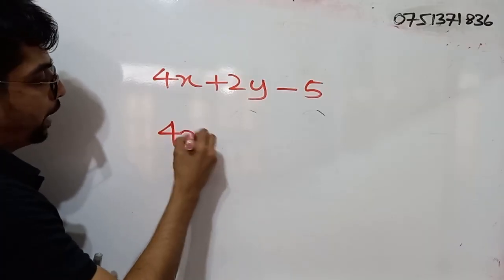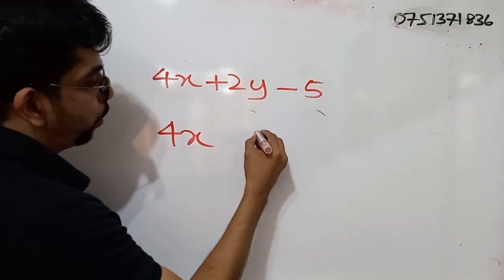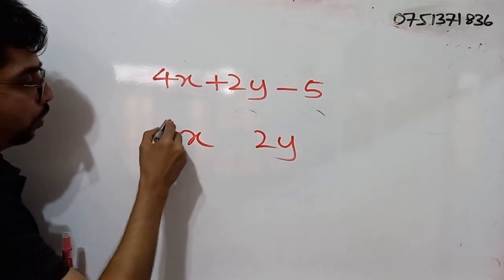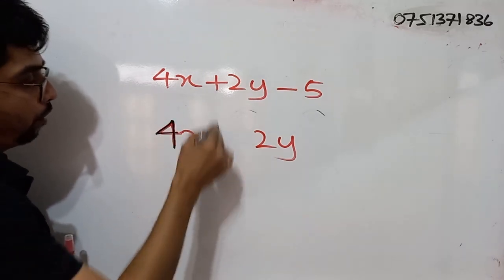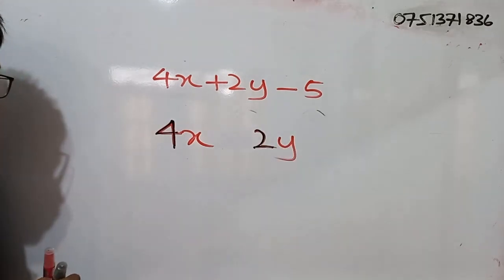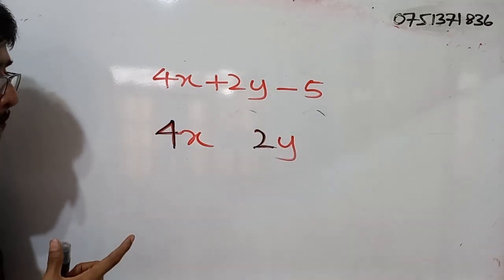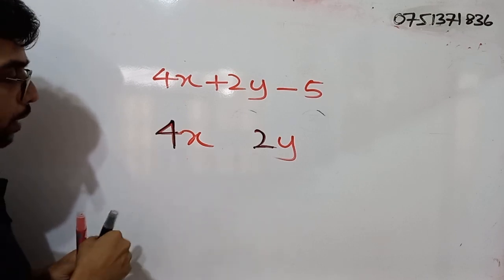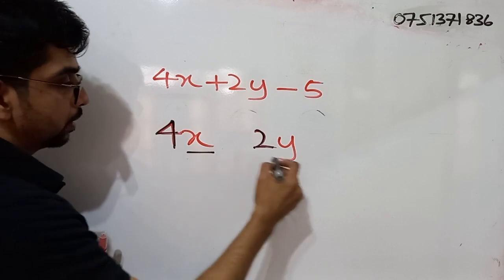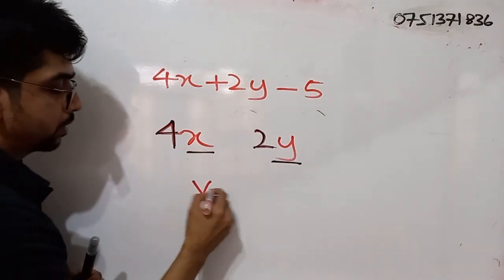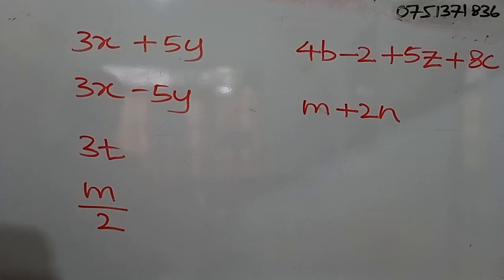So I'm going to take the first two terms, 4x and 2y. We know 4 of the term 4x and 2 of the term 2y, those are coefficients of these two terms. So what are these letters? Those are variables. Variables. Right.